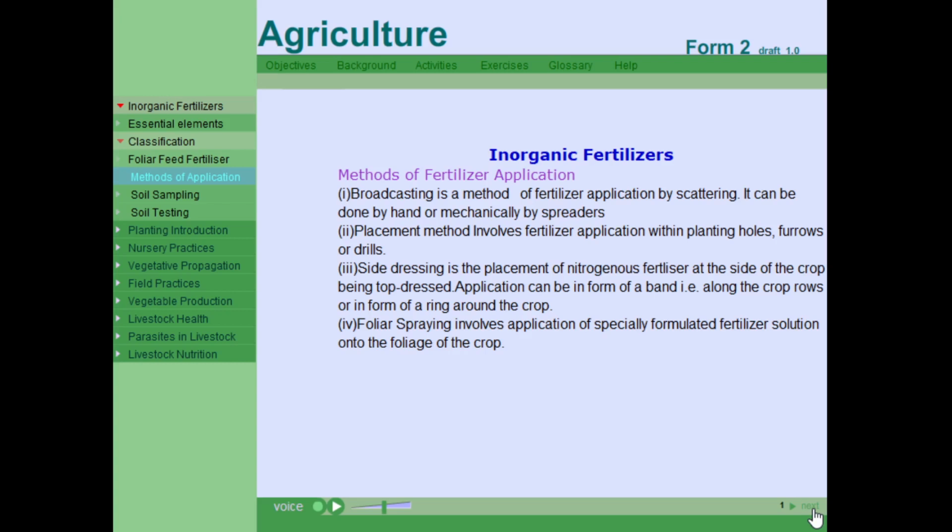Side dressing is the placement of nitrogenous fertilizer at the side of the crop being top dressed. Application can be in form of a band, that is, along the crop rows, or in form of a ring around the crop. Foliar spraying involves application of specially formulated fertilizer solution onto the foliage of the crop.